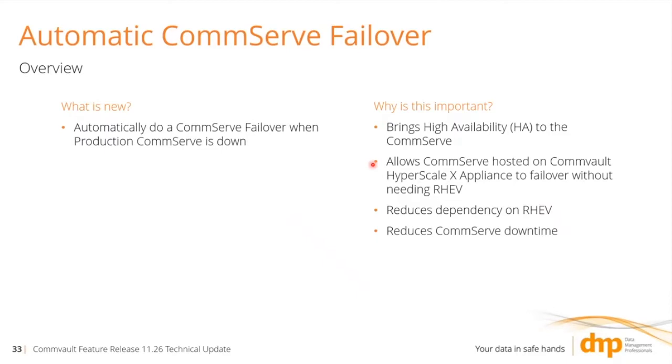And now there's also the availability to do an automatic ComServe failover when the production ComServe is down. So that brings high availability to the ComServe without manual intervention. And for customers which have Hyperscale X running, you don't need to have the Red Hat Enterprise Virtualization layer anymore, so that reduces that dependency. And because there's no manual involvement required anymore, it reduces the ComServe downtime.